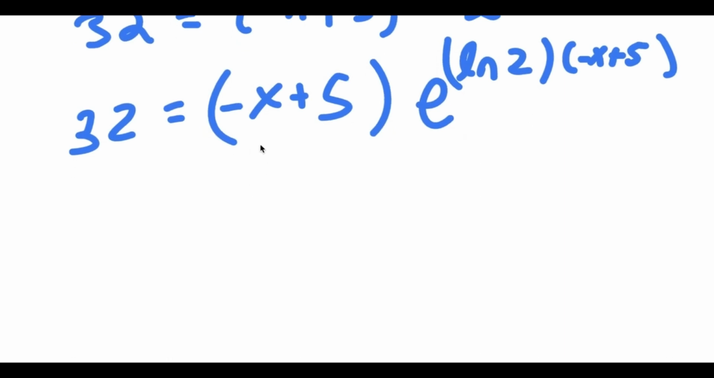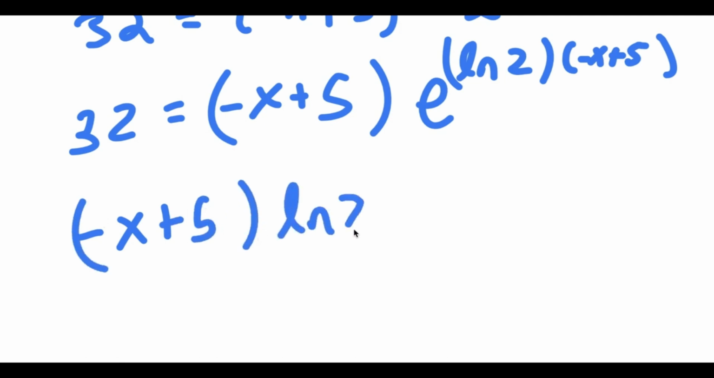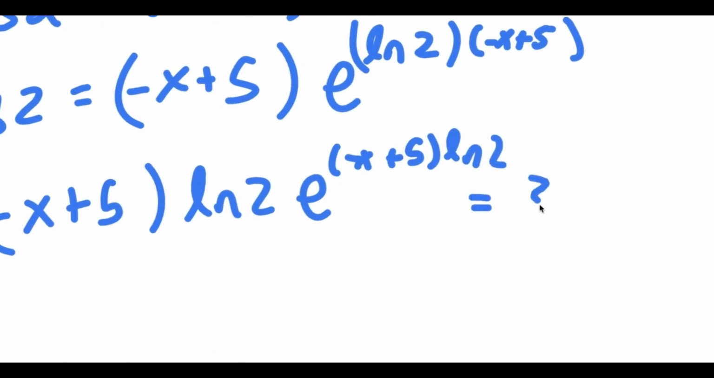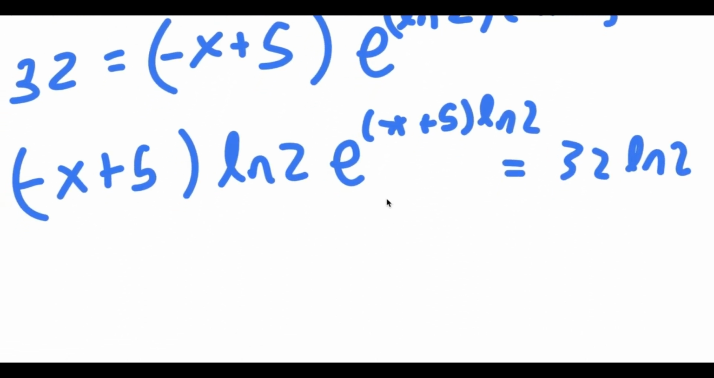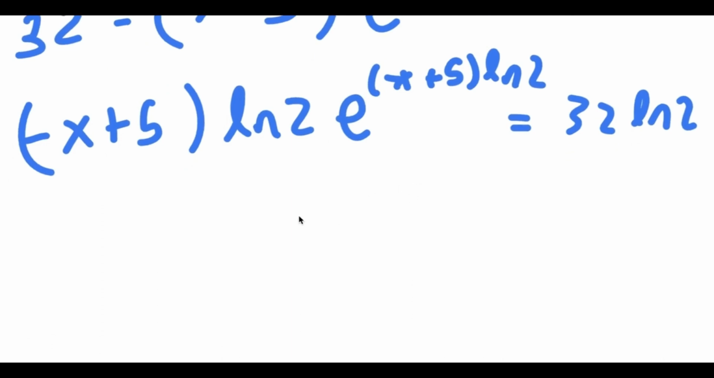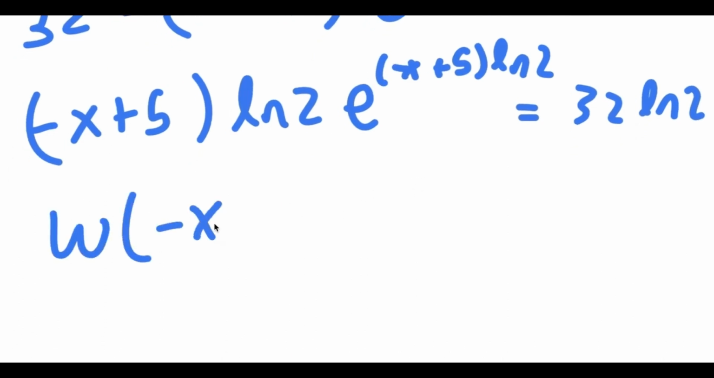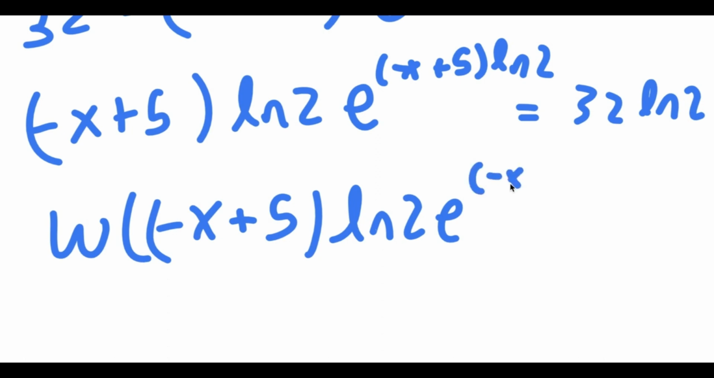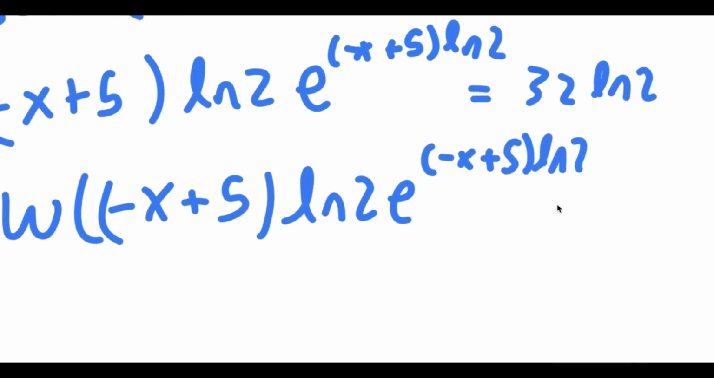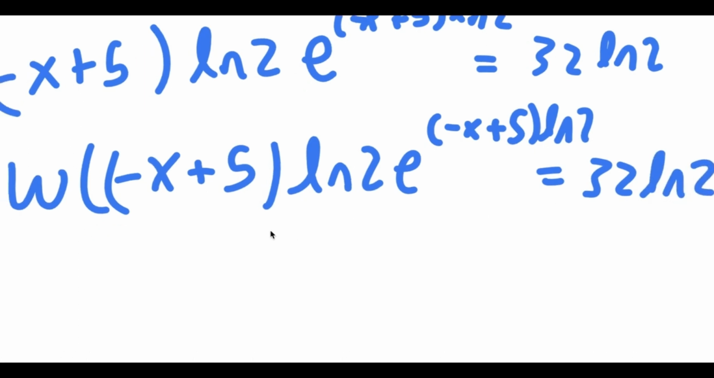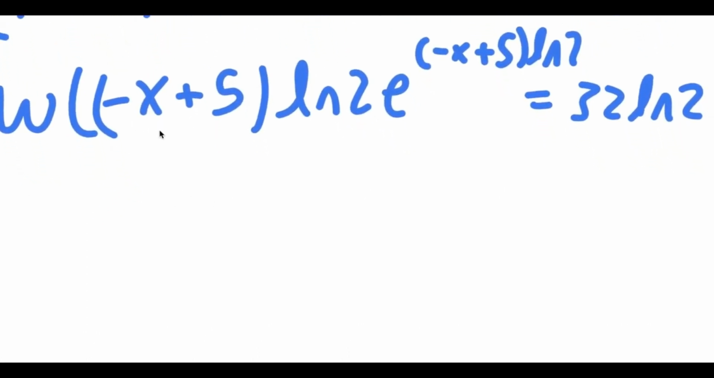And now this is the same thing as negative x plus 5 times ln 2 e to the power of negative x plus 5 times ln 2 is equal to 32 times ln 2. So I just multiply both sides by ln 2. And now if I take the W Lambert function on both sides, and if you don't know what this is, I highly recommend researching about it.